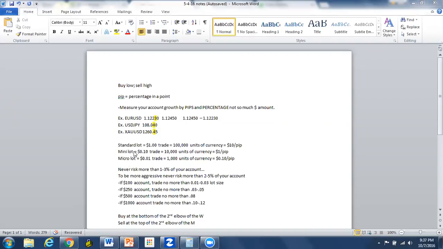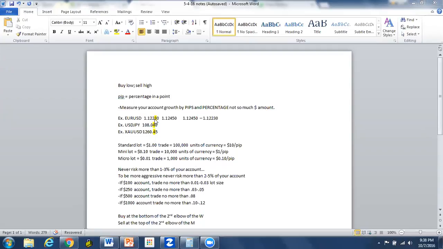A mini lot looks like a 10-cent trade, and you control 10,000 units of currency in the market. That equals $1 per pip. And a micro lot looks like a 1-cent trade and allows you to control 1,000 units of currency. That equals 10 cents per pip, okay?